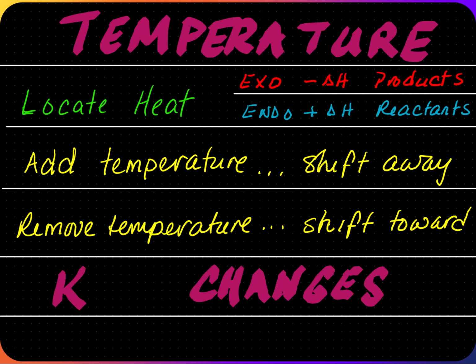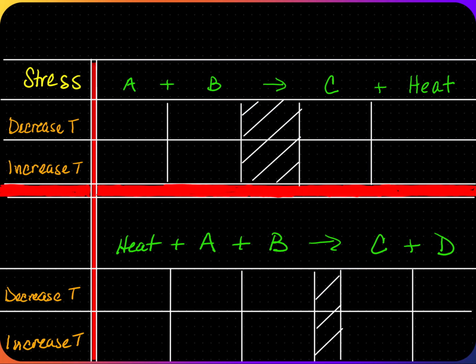Once you locate the heat, the shift process is the same as for concentration. So when I add temperature, I'm going to shift to the opposite side. When I remove temperature, I'm going to shift towards the removal. And lastly, temperature is the only time the equilibrium constant changes. In the following equation, we have A plus B yields C plus heat.